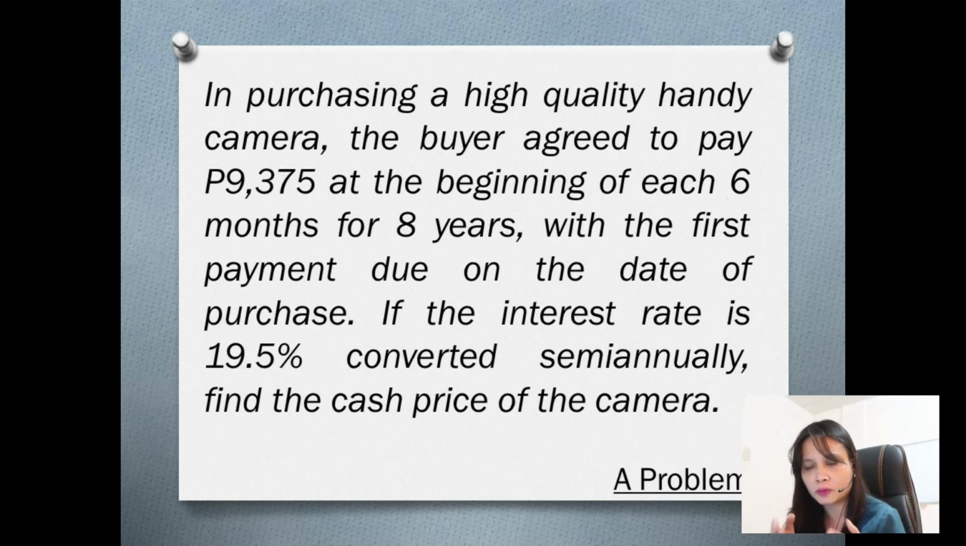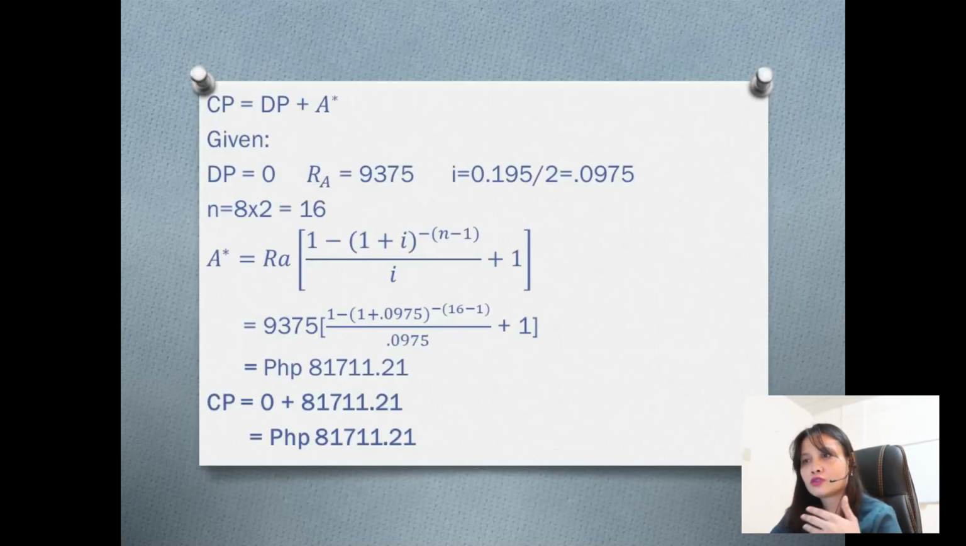To solve for that, cash price is equal to down payment plus the present value. In this particular problem, it's an annuity due because the payment is done on the date of purchase, meaning at the beginning. If the payment is made at the beginning, the problem deals with annuity due. We do have a down payment, but there's no given down payment. And the regular payment is 9,375.